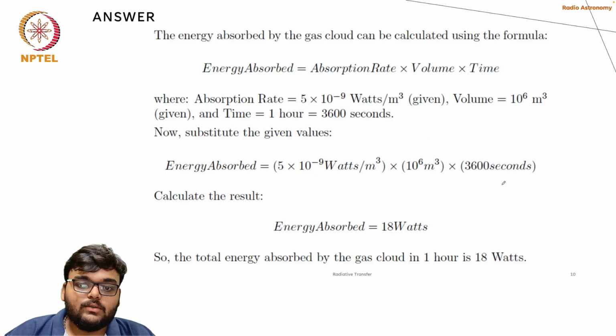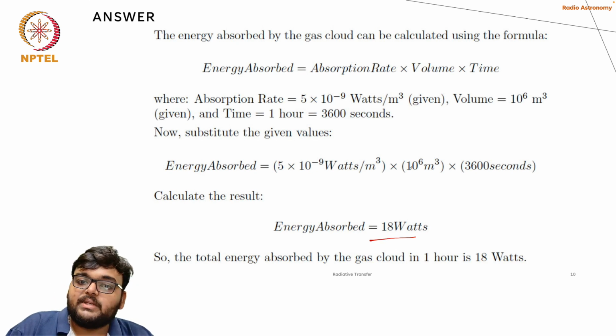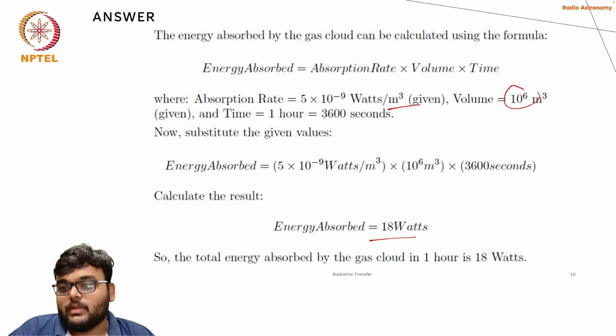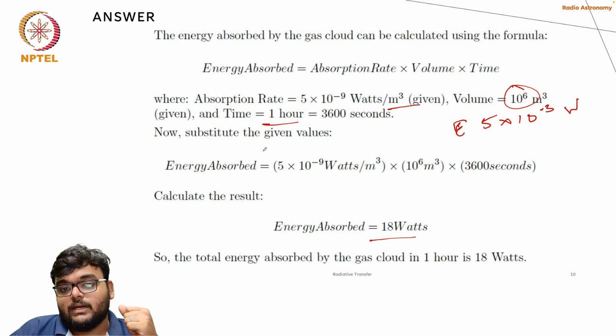So the correct answer to this question is 18 watts. How? Absorption rate is given per meter cube and you have the volume, so you multiply by the volume and you get the absorption, meaning the power in watts. Power in watts will be 5 into 10 to the power minus 3 watts. You have been given 1 hour of time, and energy is calculated in joules, which is in seconds, so you have to multiply this by 3600 with 5. So you will get 18 watts. Okay.